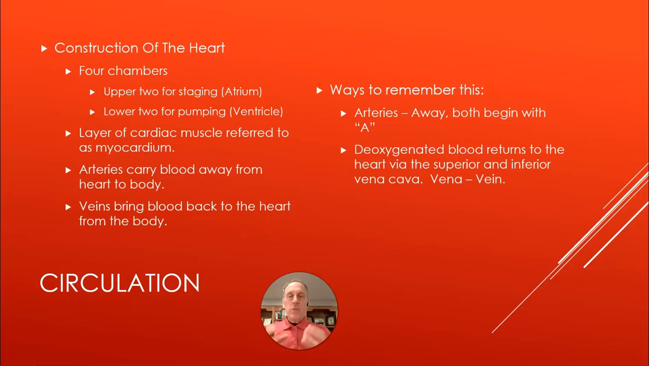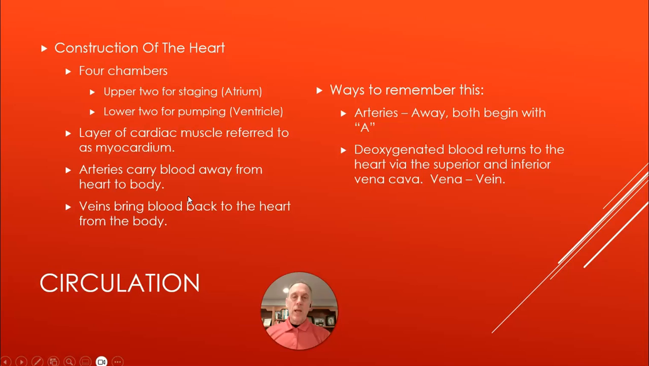So we had the 4 chambers. We talked about the atrium and the ventricle. We have the atrium, like the atrium you see in an entryway with a glass ceiling. So that's on top. That's what gives us the visual for the atrium. Then the ventricle, it vents the blood out, squishes the blood out, however you want to think of it. We have myocardium, which is the layer of cardiac muscle.